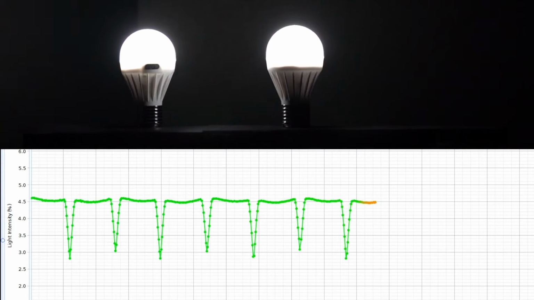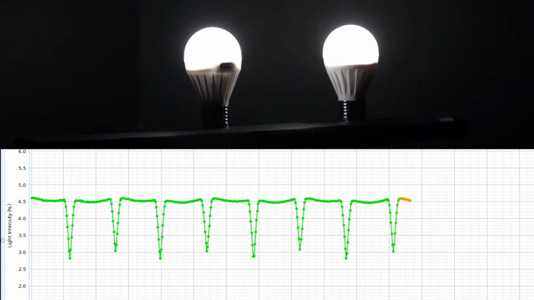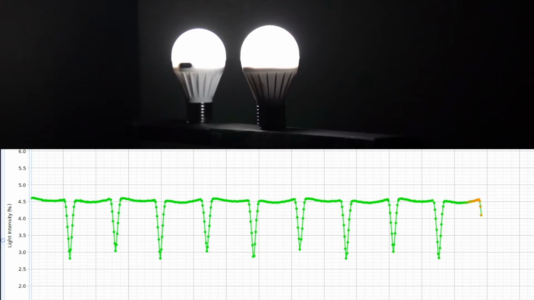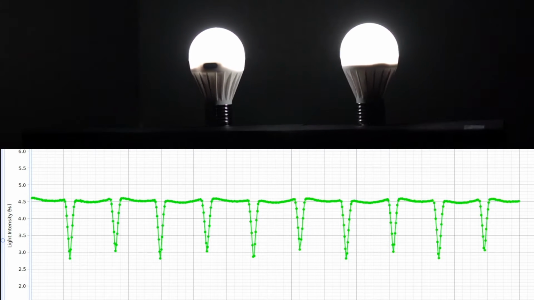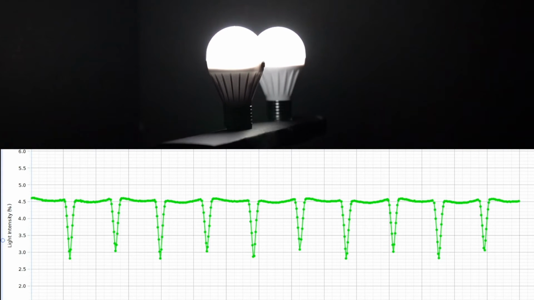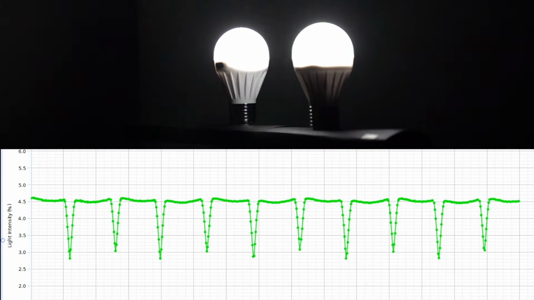Note that the graph minima, known as eclipse depths, are pointy since the bulbs are the same size. The points represent the instance when one bulb completely obscures the other from the fiber optic cable's perspective. Note as well that both eclipses have roughly the same depth since the bulbs have almost the same luminosity.